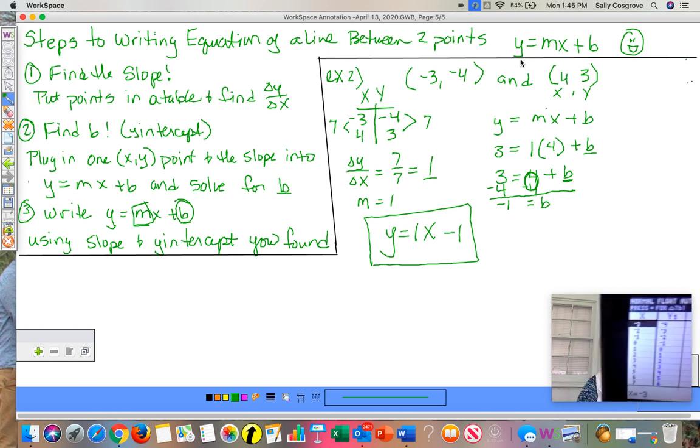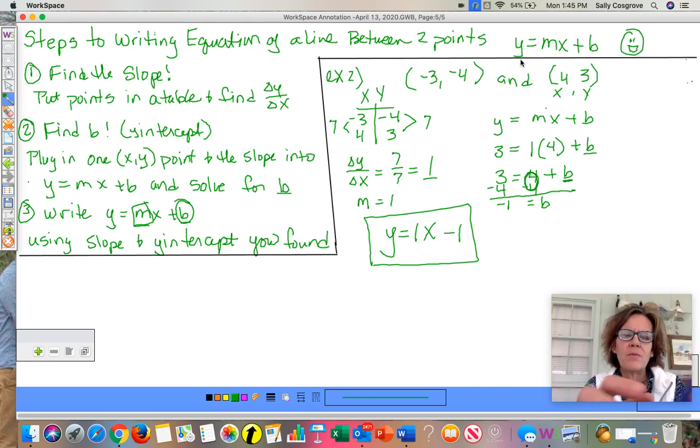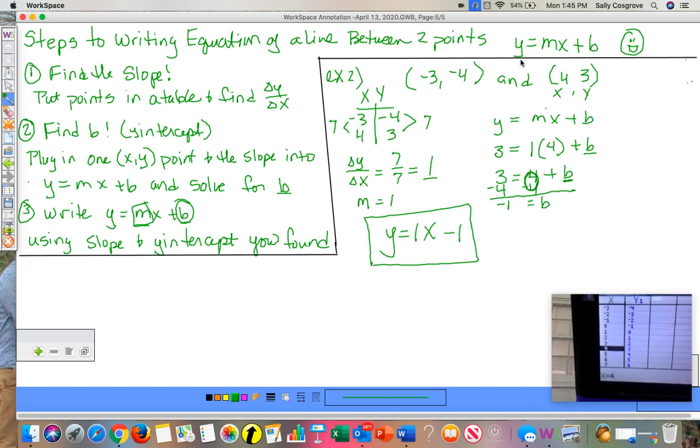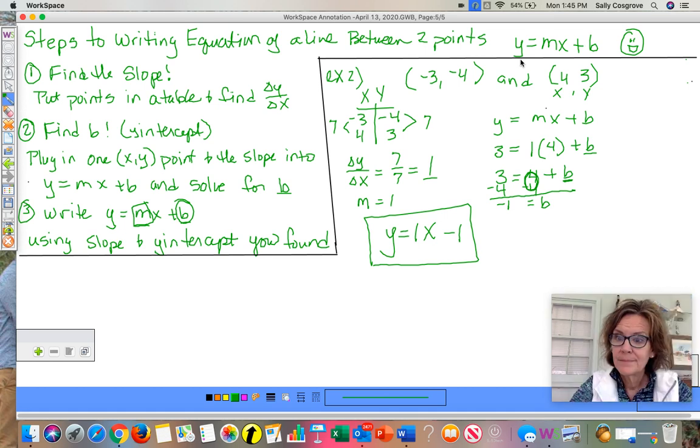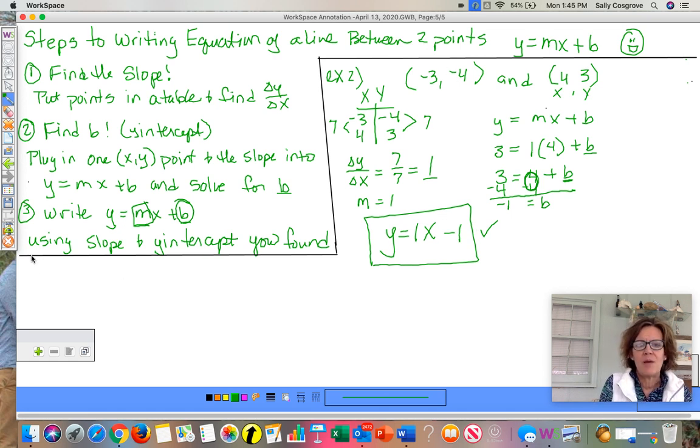And I'm going to scroll down and see if those points are there. I'm looking for negative 3, negative 4. Do you see it? Now I'm looking for 4, 3. So I'm going to scroll down till x is 4. Look at there. We did it! Okay, you did it. So we were correct. We checked our work. And yep, when I put this into y equals and go to table, I see that it goes through those points.